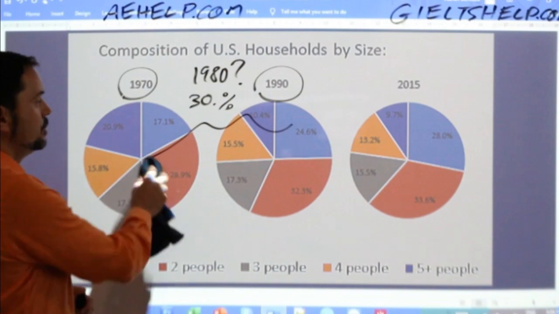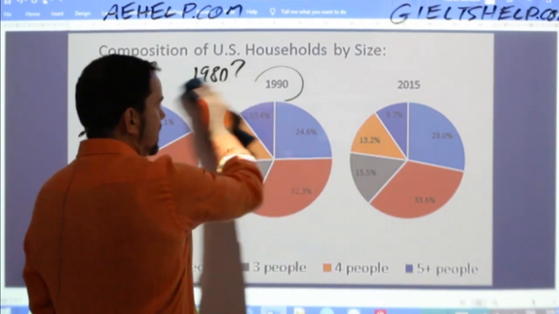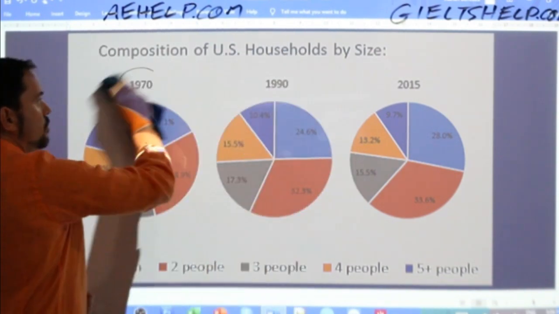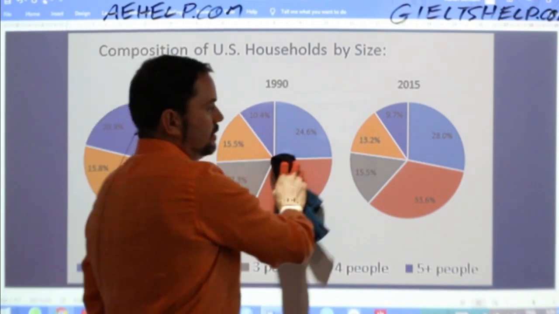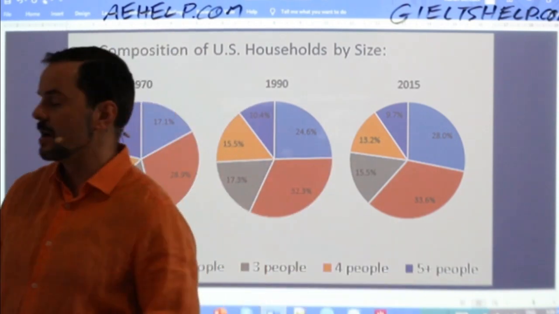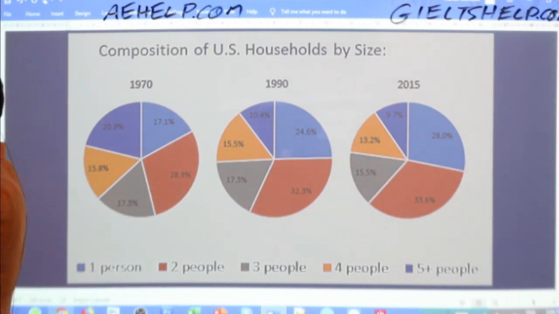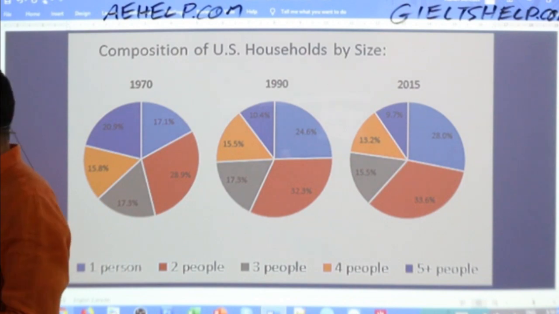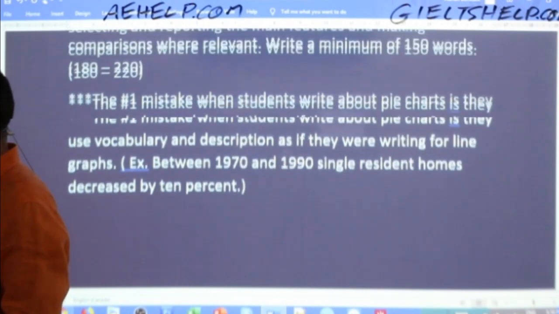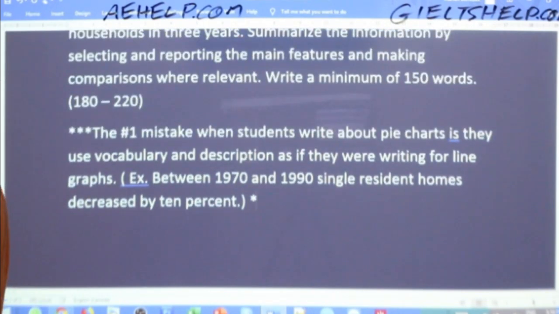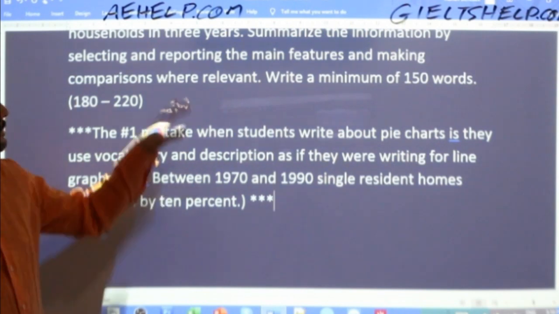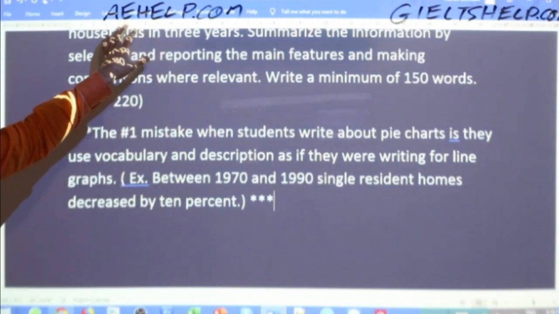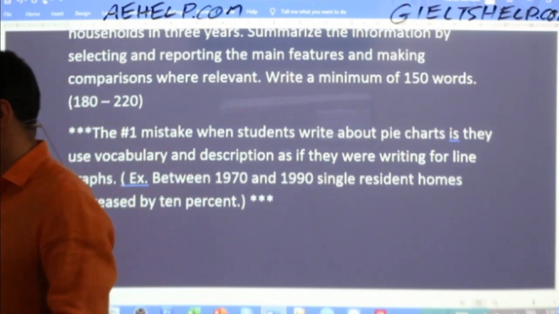If you want to get a good band score, pay careful attention to what vocabulary you're using. Many times students use line graph vocabulary for pie charts, for bar charts, for tables, and that's just not correct. Learn the correct vocabulary for each type of graph, okay? That you can do on our website, even as a free member. So even in the free version of the website, you can see the writing section.